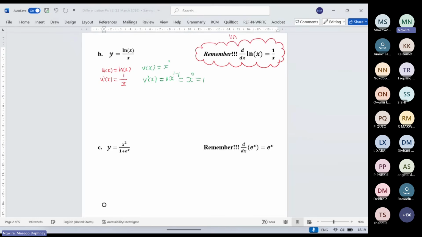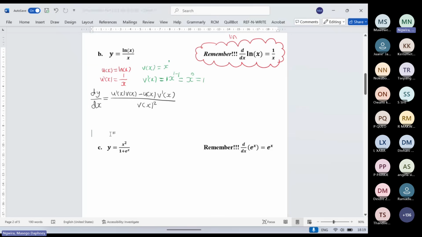Now I'm going to go back to the formula. The formula says that if you are deriving y, the derivative of y with respect to x is going to be equal to the derivative of u times v of x, then minus u of x times the derivative of v of x, then over v of x squared. So we square that.